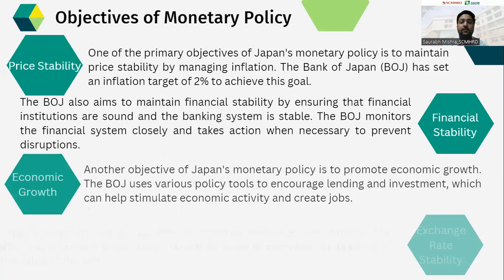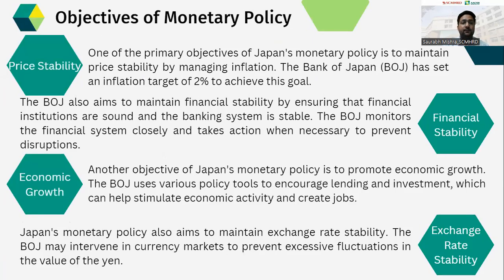Now, we'll discuss objectives of monetary policy. First of all, price stability. One of the primary objectives of Japan's monetary policy is to maintain price stability by managing inflation. The Bank of Japan has set the inflation target of 2% to achieve this goal.